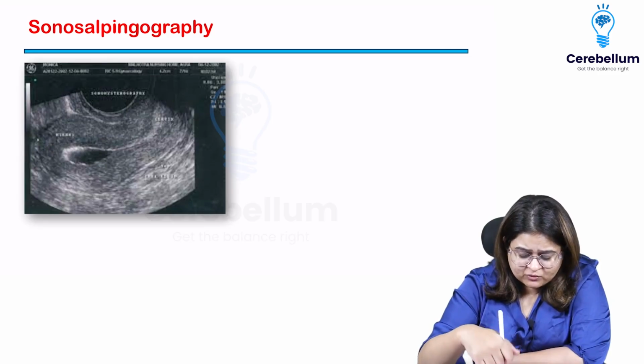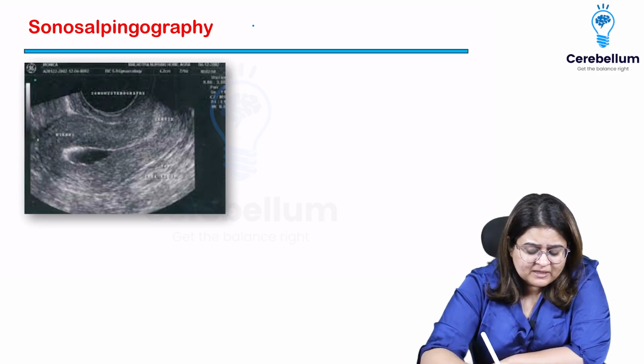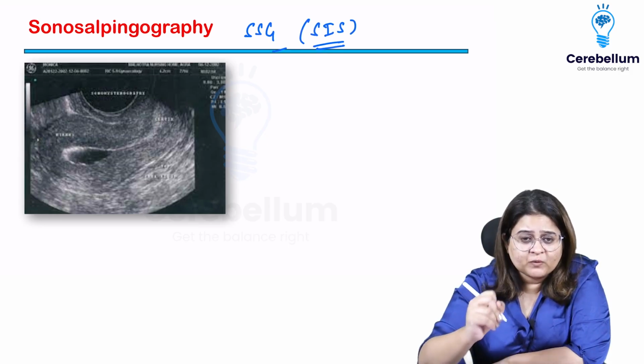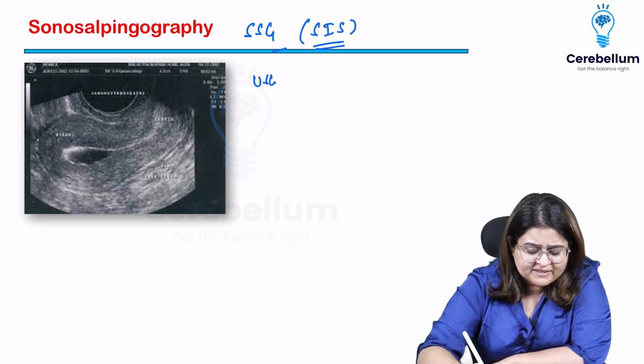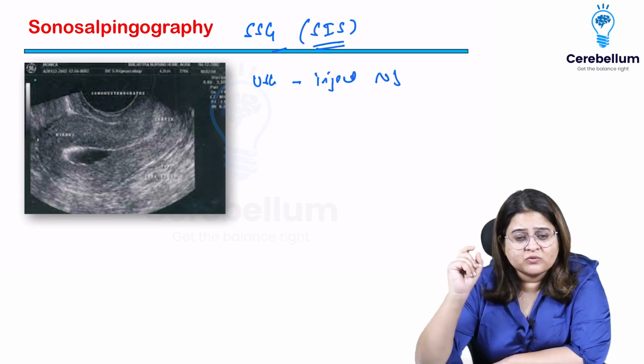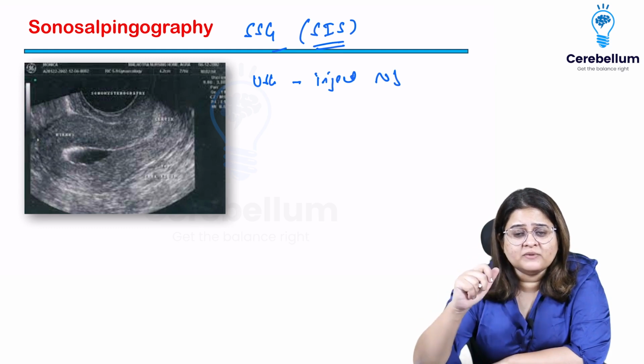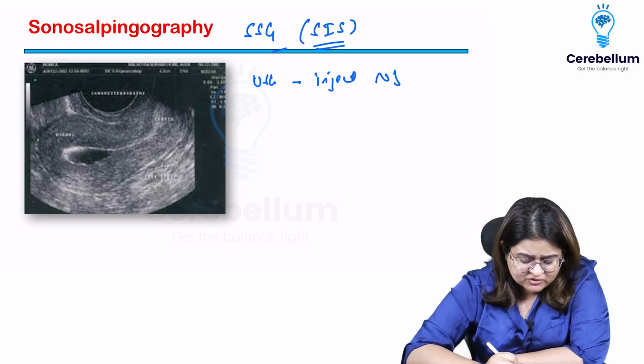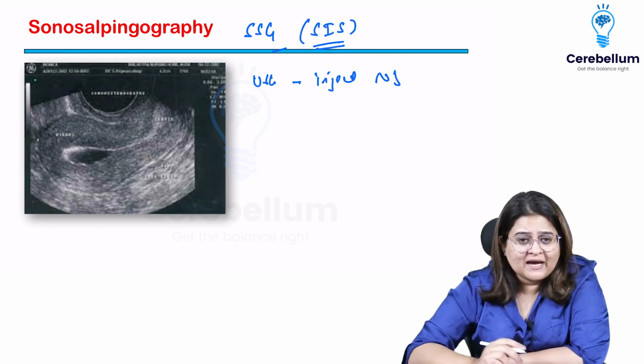Another test we can do for tubal patency is a sonosalpingography, called an SSG. It's also called a saline infusion sonography. It's the same thing. What do we do? It's an ultrasound based test where we inject normal saline, again through a Leach Wilkinson cannula. We inject normal saline, then do the scan and see where the saline is going. Saline will first fill up the endometrial cavity. So you can see the endometrial cavity is now black. This black is nothing but fluid, saline.